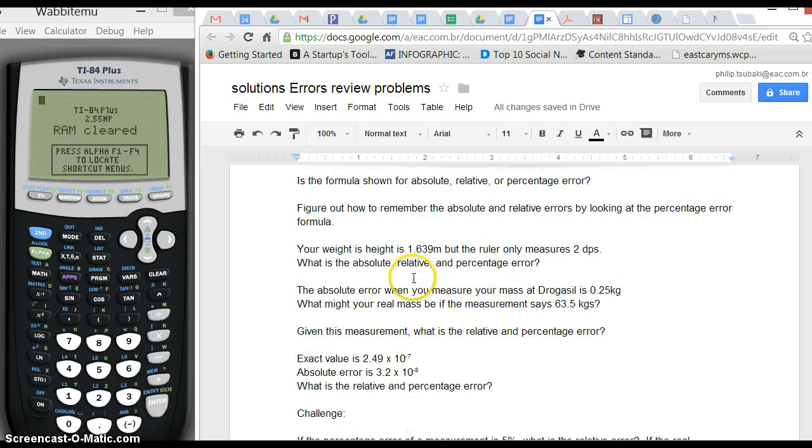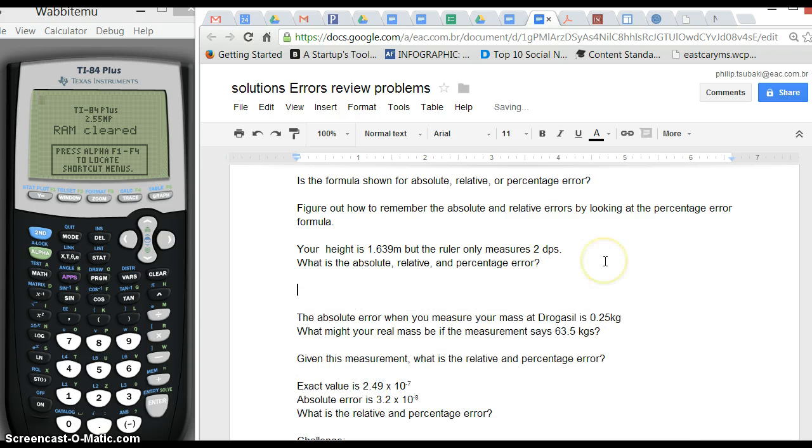Okay, now let's take the first problem here. Your height is 1.639 meters, but the ruler only measures two decimal places. What is the absolute, relative, and percentage error?